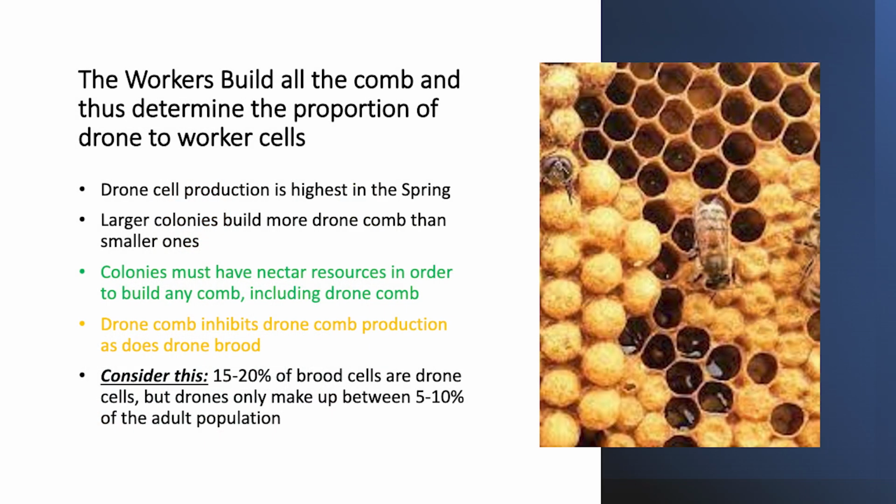All right, let's start at step 1, where the workers decide to build drone comb or worker comb. Now, they will build more drone comb in the spring and early summer than any other time of the year. So time of year has an impact on when they build comb. As with all wax production, the colony requires an influx of nectar. And that is true with drone production. So colonies are more likely to build drone combs when there's plenty of resources coming in. So resource availability plays a role in drone comb production.